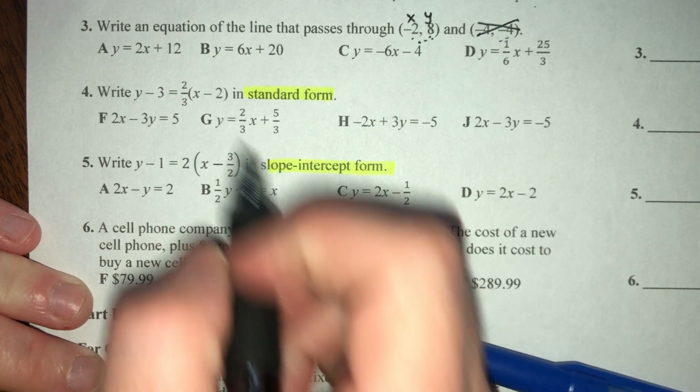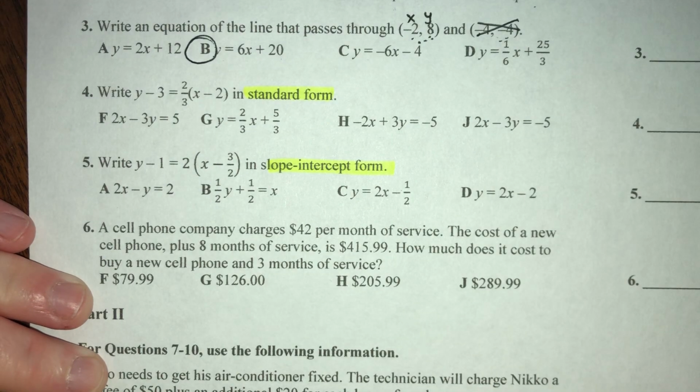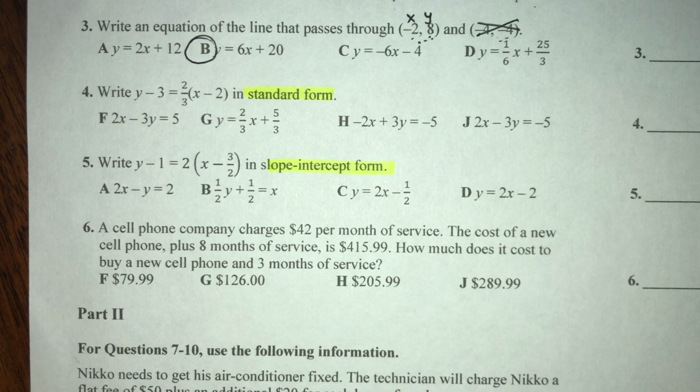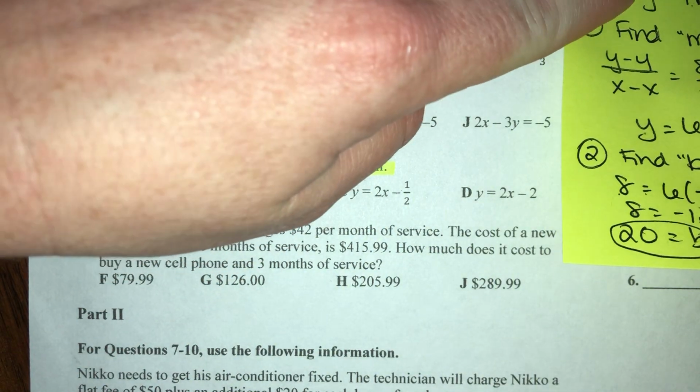Oh, right here. B, y equals 6x plus 20. And I'm going to make sure I leave my work here so my teacher can see it.